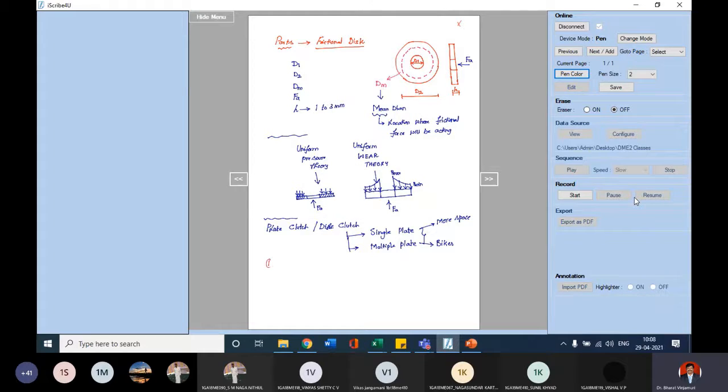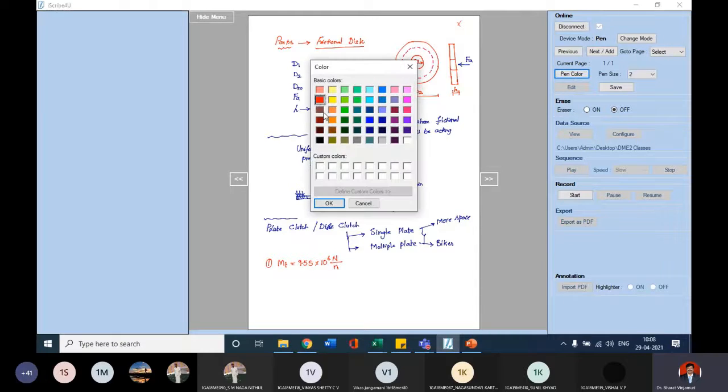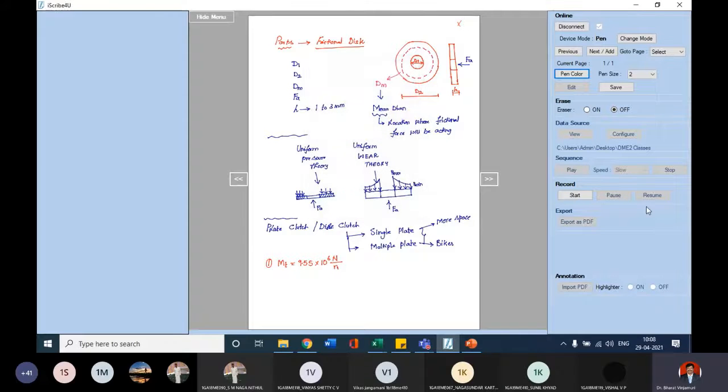Your first equation is the torque equation, guys. Mt is equal to 9.55 into 10 power 6 times capital N by small n. This is the equation we are going to use. Here the unit of torque will be Newton mm, the power will be in kilowatts, and the speed will be in RPM. This is your first equation.